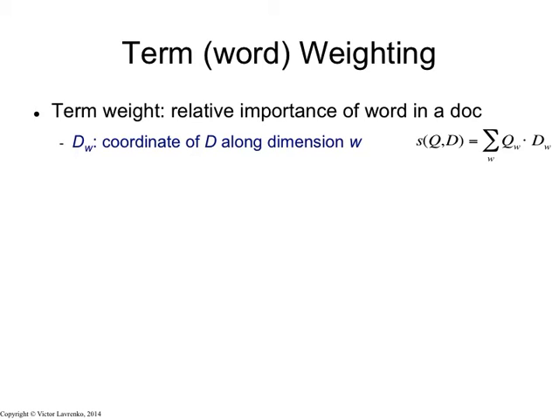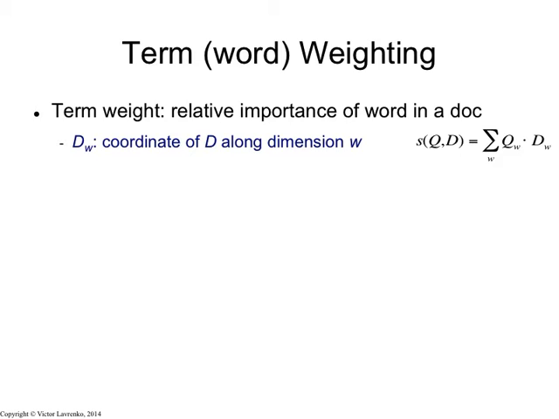So we're summing up over all the words W in our vocabulary, and we have QW, that's the weight of the word W in the query. DW is the weight of the word W in the document. If you don't like the word weight, think of it as the coordinate, right? That's how DW is how far document D is on the coordinate that corresponds to the word W.